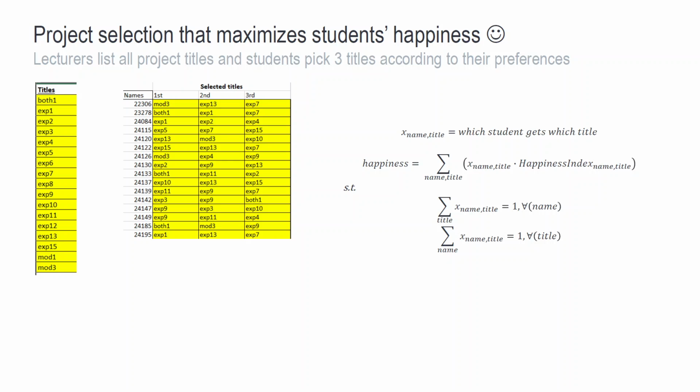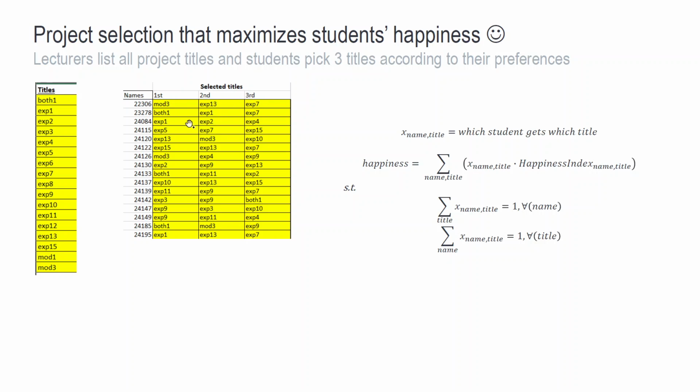Another one, I think the last one. I did this some long time ago, so it's more like an undergraduate project, right? We have various titles proposed, and the students have to pick, like, one, two, three, so each student picks three titles according to their preferences, right? So this student, for example, 22306, selects this project mode 3 as his or her first preference, the second one is experiment 13, and the third one is experiment 7.